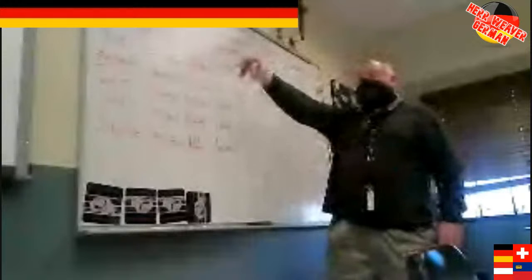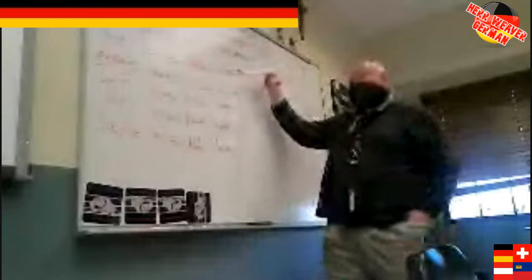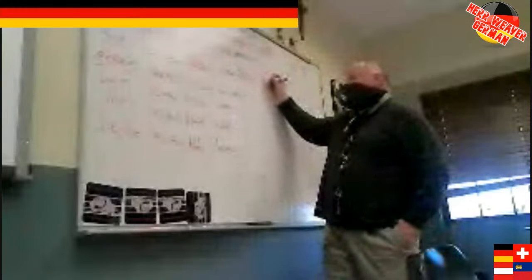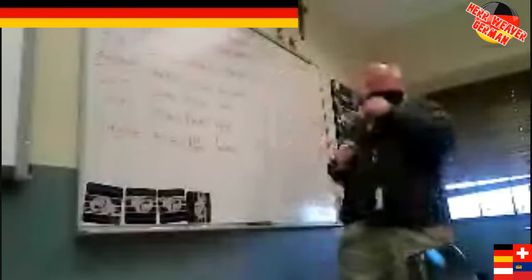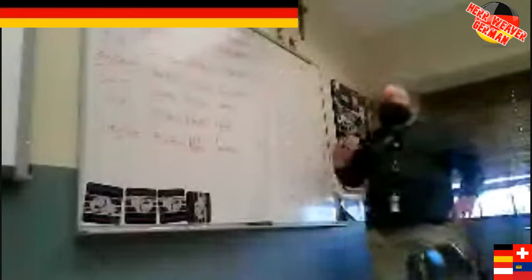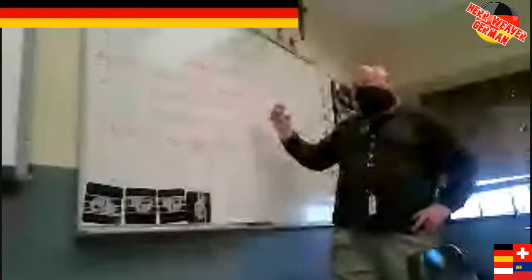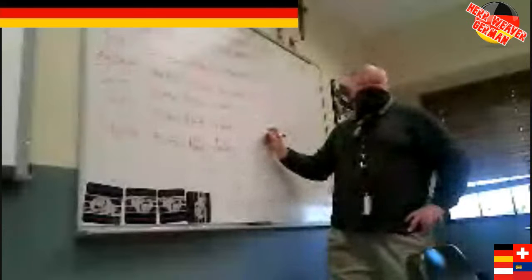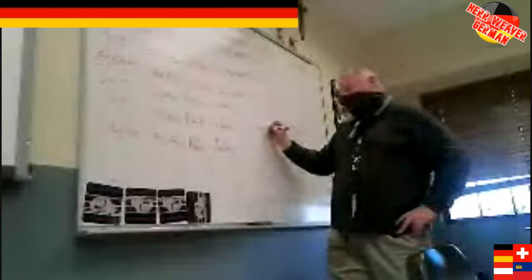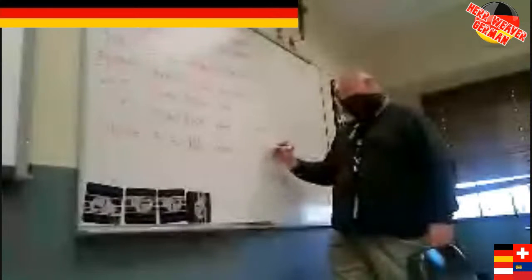What about du bist geblieben? Sie sind geblieben. We're going to keep using sein because bleiben is a sein verb. Er/sie/es would be ist geblieben. What about wir? Sind geblieben. Ihr, it's a weird one. Seid geblieben. And sie sind again geblieben.